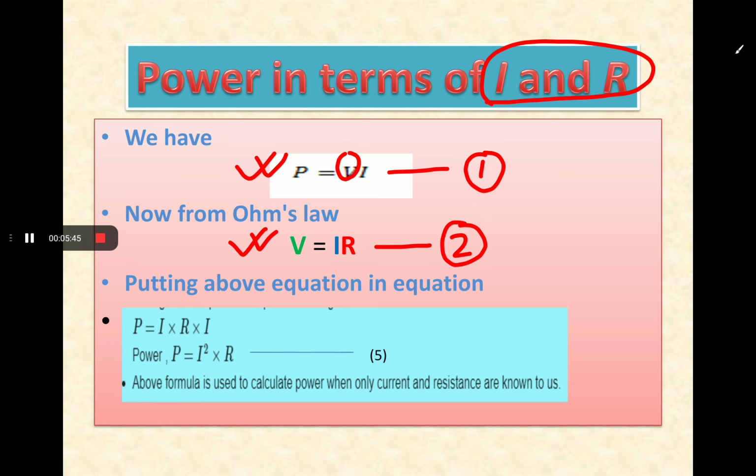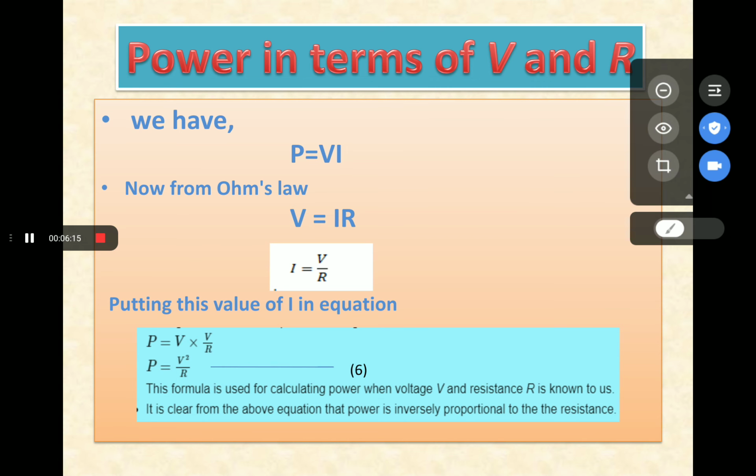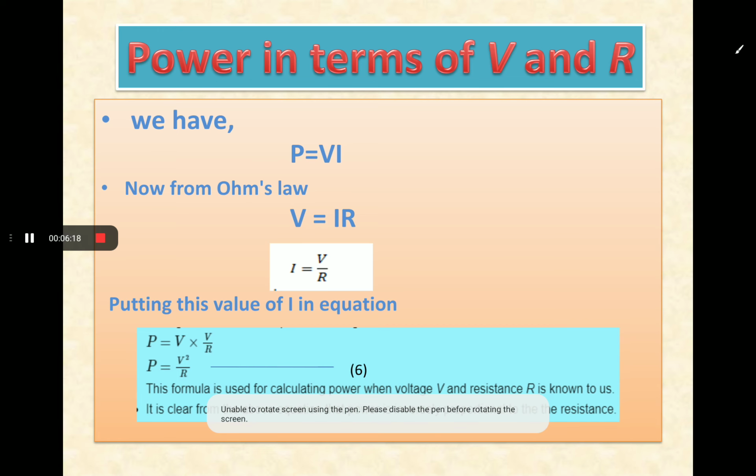So in place of V, we will put this expression and it becomes P is equal to IR and I is already present. So it becomes P is equal to I square R. This is the required formula of power in terms of current and resistance. And we will use this formula to calculate power when only current and resistance are known to us. Now, in the next slide, we will derive the formula of power in terms of potential difference and resistance.